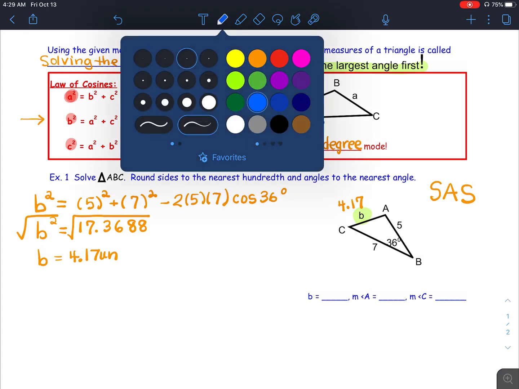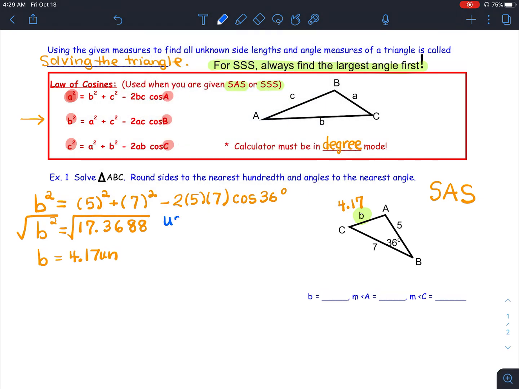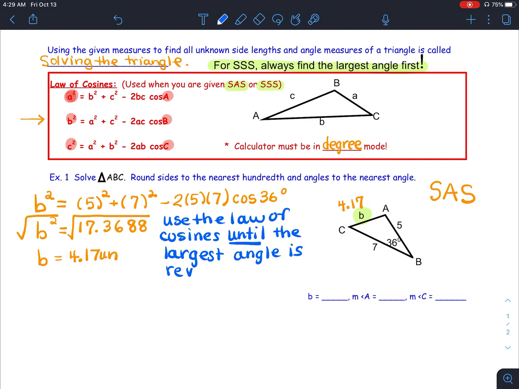So I want you to make this note to yourself. Use the law of cosines until, let's underline the word until, the largest angle is revealed. This has to do with making sure whether this is an obtuse triangle or an acute triangle. Otherwise, that ambiguous case where there could be two triangles, we don't want to run into that if we jump to the law of sines right now.